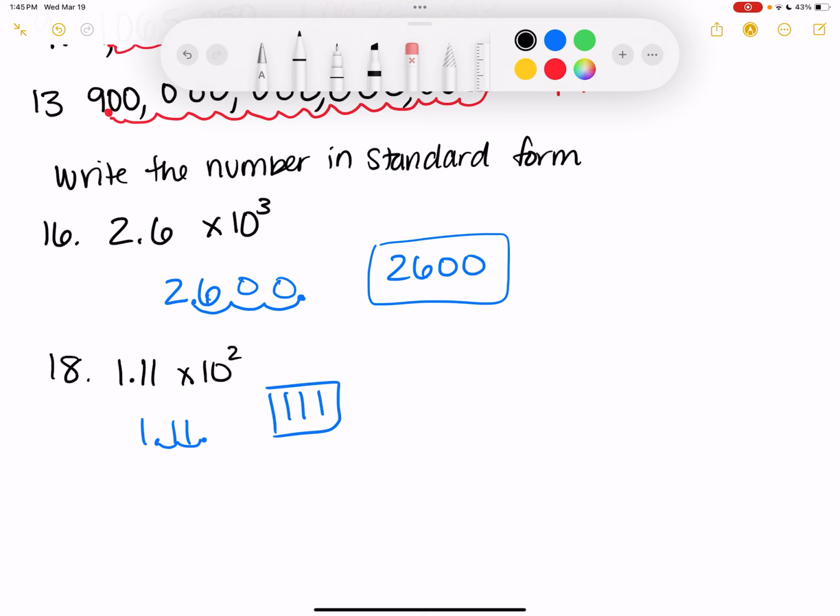All right, try this one on your own. Number 20, 4.709 times 10 to the 6th.